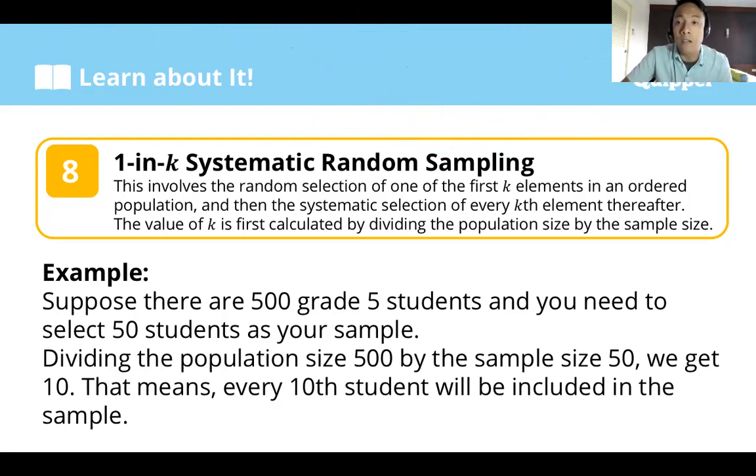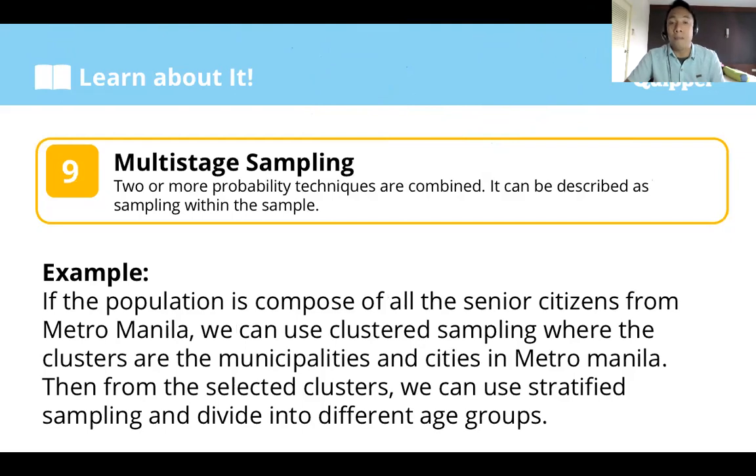Okay, meron pa tayo isa dito, but this one is the multi-stage sampling. That means the combination. For example, sa sample mo, you can combine other sample techniques. Okay? So you can combine stratified and then cluster kung pwede. Pwede ka mag-combine ng stratified tapos mag-kth element ka pa. Okay, that is what we call multi-stage sampling.